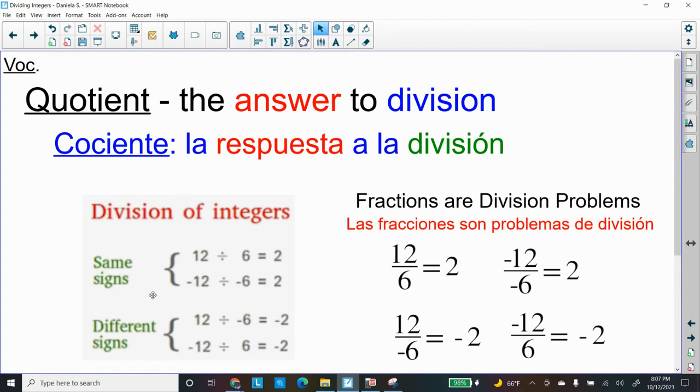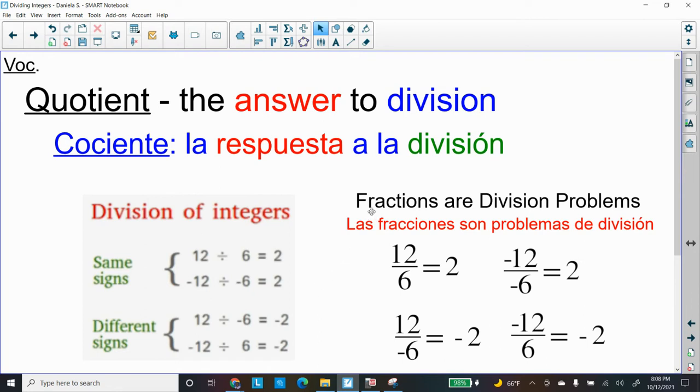So same signs, positive. Different signs. So 12 divided by negative 6 is negative 2, or negative 12 divided by positive 6 is also negative 2. So when the signs are different, it is negative. So these are the exact same rules as multiplication of integers. So check out that video if you haven't seen it.